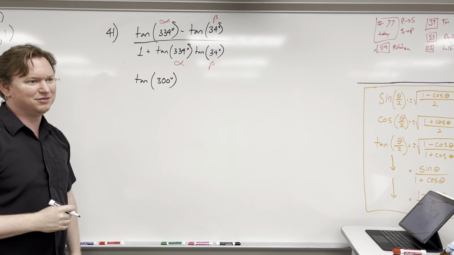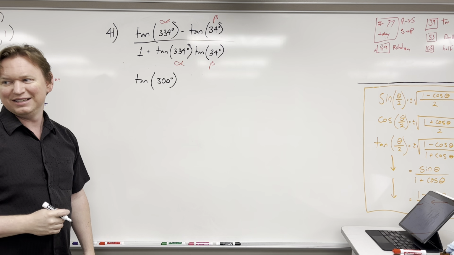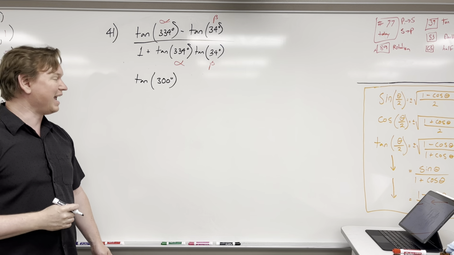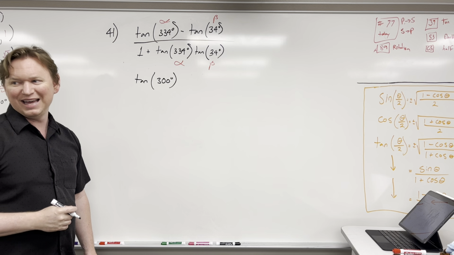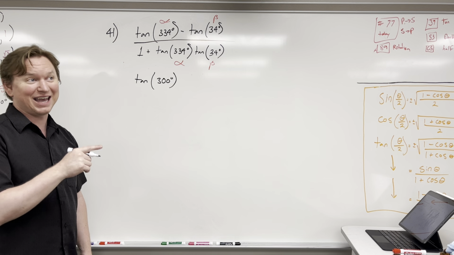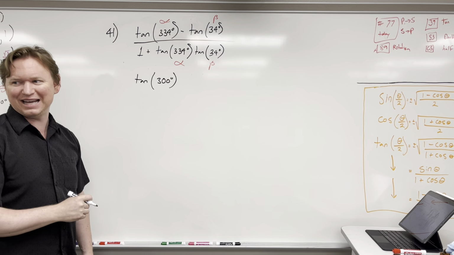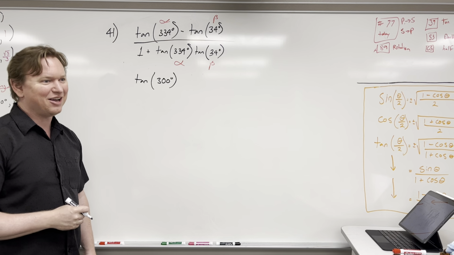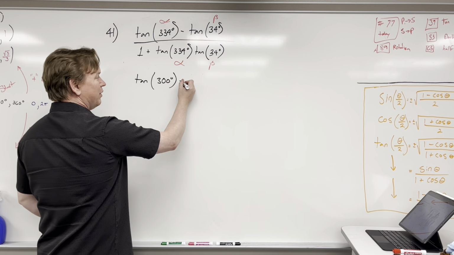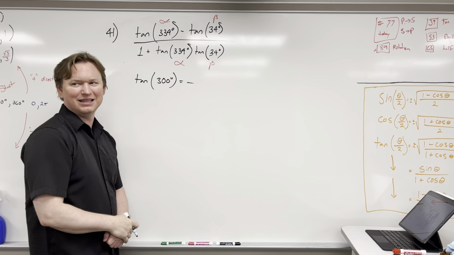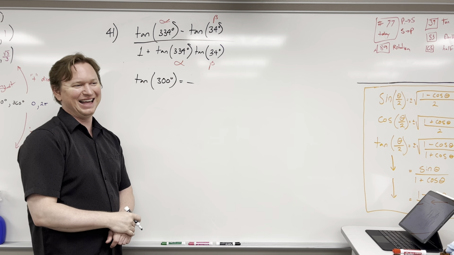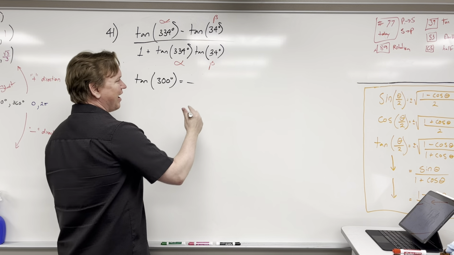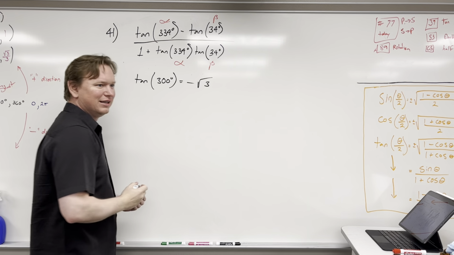Is that a special angle? Yeah, it is a special angle. Where's it at? What quadrant? Quadrant 4. Is tangent positive or negative in 4? Negative. All Students Take Calculus, so in 4 tan is negative. What is the reference angle? 60. Tan of 60, we know it's going to be negative. What is tan of 60? I didn't remember. Okay, it's the square root of 3.